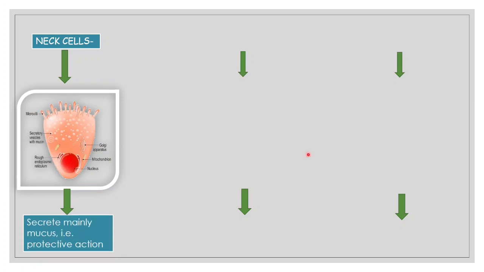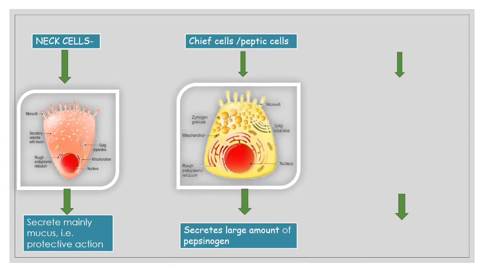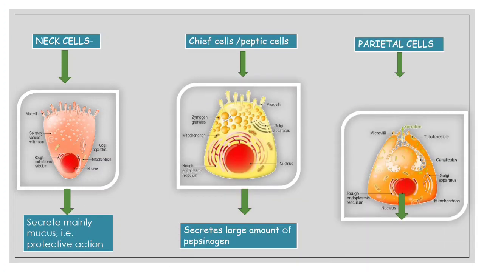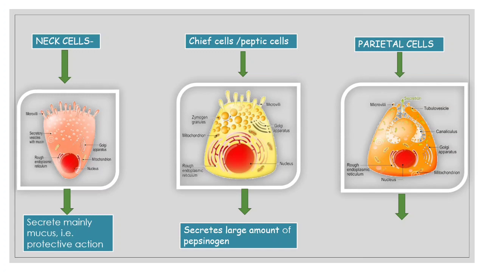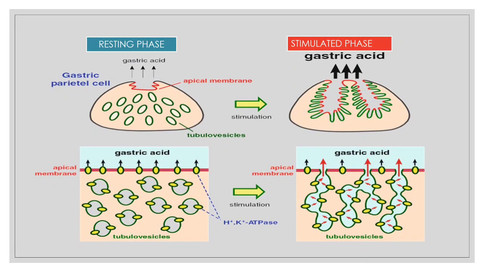Here the neck cells are responsible for the secretion of mucus, which is the protective action of the stomach. This is how it looks, the microvillus structure and the secretory vesicles which temporarily store mucus in them. Moving next, other cells are the chief cells or the peptic cells, which secrete a large amount of pepsinogen. Others are the parietal cells, the cell of interest, which secrete hydrochloric acid and intrinsic factor. So let's focus more on parietal cells.